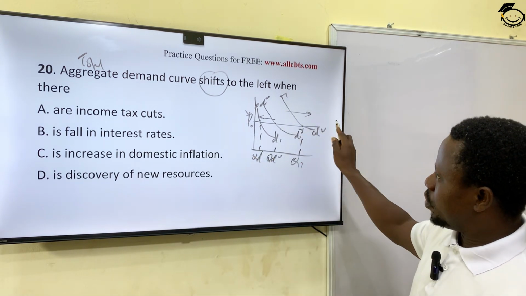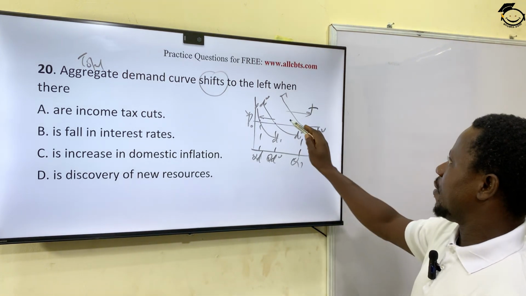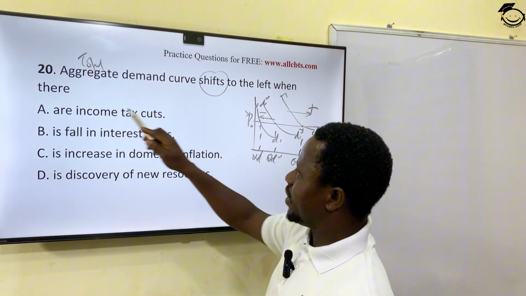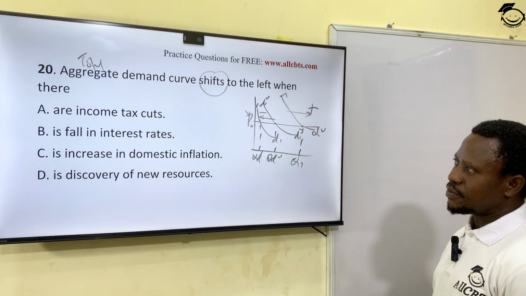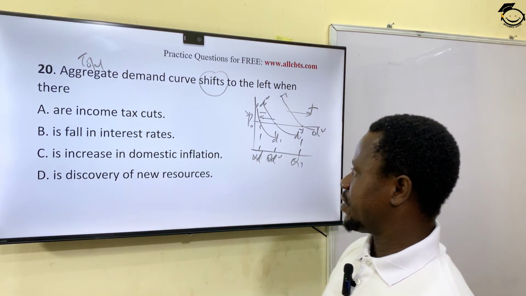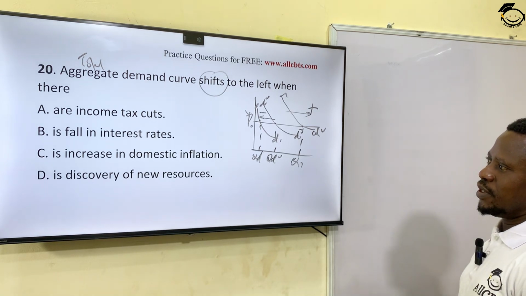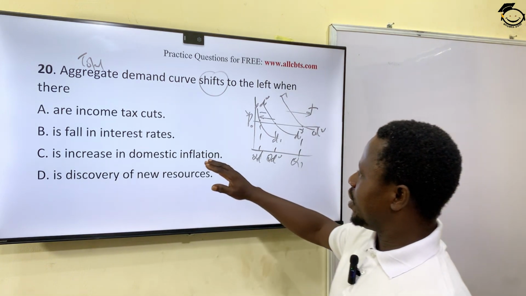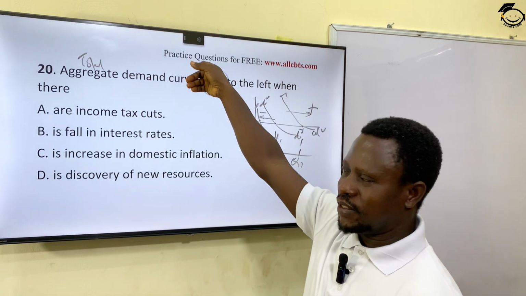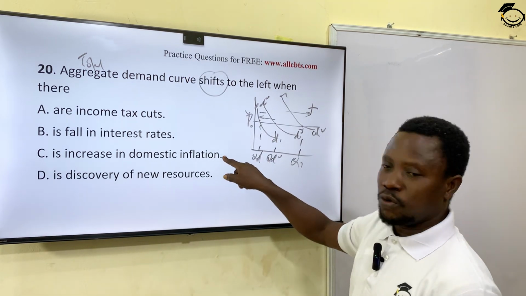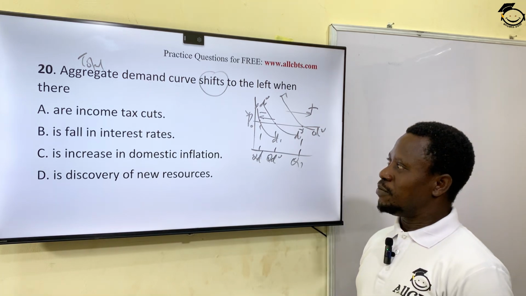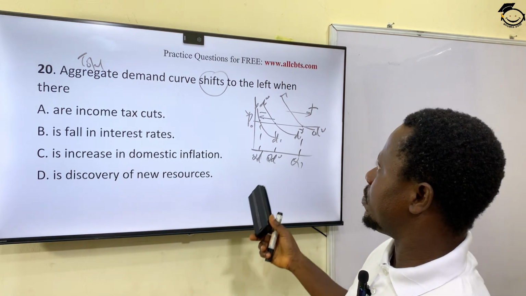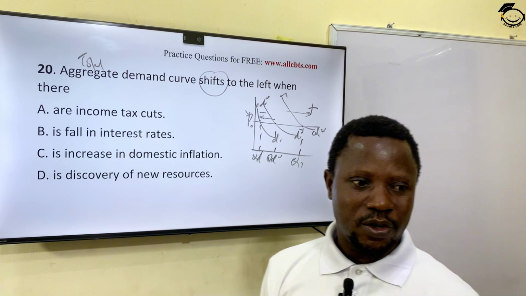So rightward shift or forward shift is positive, leftward or backward shift is negative. All right, decrease in quantity demand. So when there are income tax cuts, fall in interest rates, increase in domestic inflation, discovery of new resources. When there's inflation, increase in price, what happens? Just like the previous question we answered now, the demand of the people will reduce. Okay, so C, increase in domestic inflation. When there's increase in domestic inflation, the demand will fall.